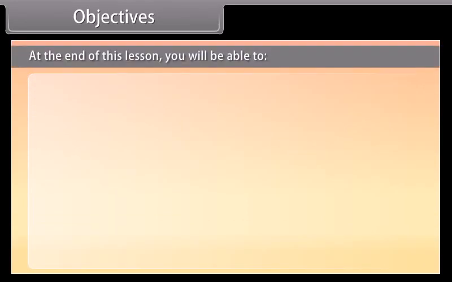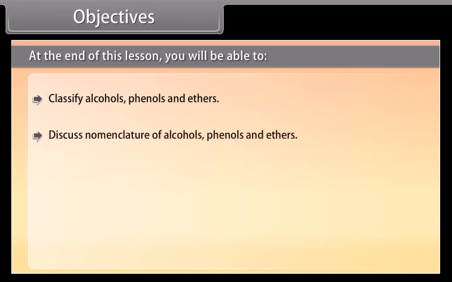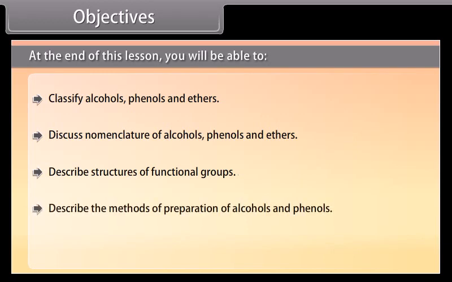Objectives. At the end of this lesson, you will be able to classify alcohols, phenols, and ethers, discuss nomenclature of alcohols, phenols, and ethers, describe structures of functional groups, describe the methods of preparation of alcohols and phenols, and describe physical properties of alcohols and phenols.